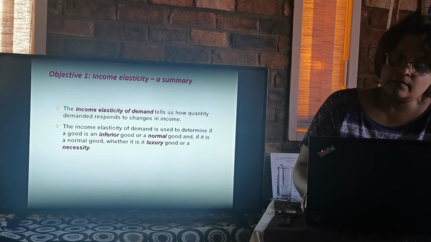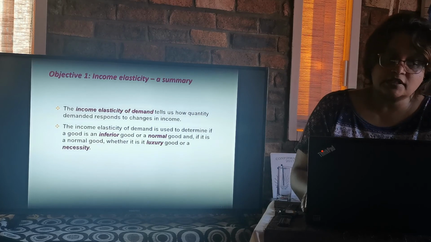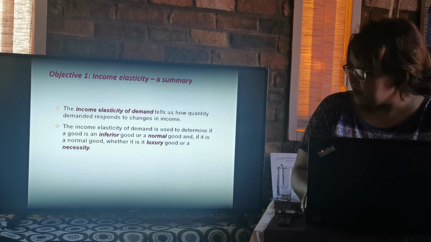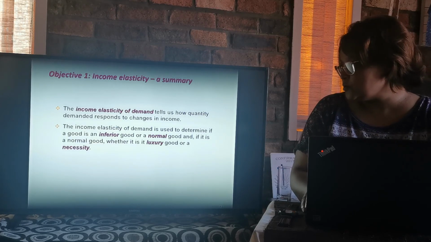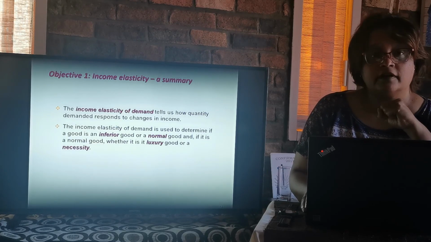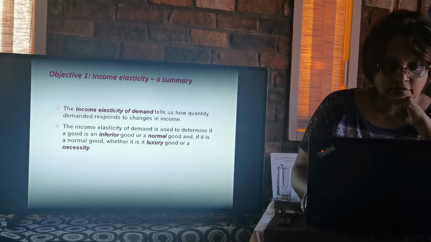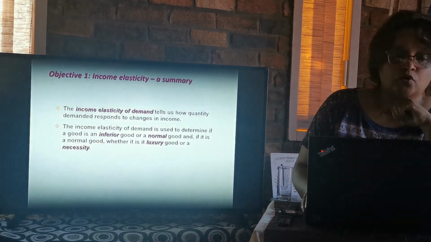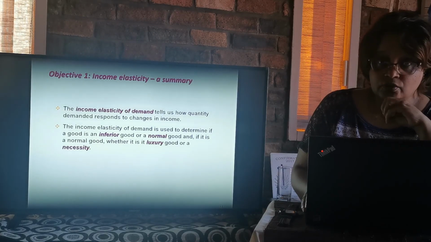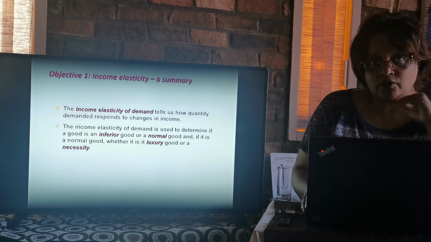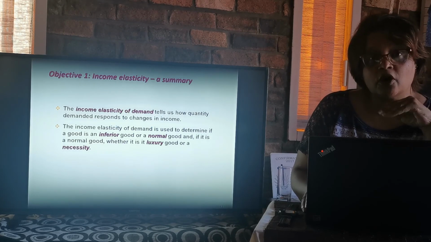Income elasticity of demand tells us how quantity demanded responds to changes in income. The income elasticity of demand is used to determine if a good is inferior, negative, or normal, positive, and if it is a normal good, whether it is a luxury good or if it is a necessity. So all of those coefficients will be positive because normal goods are positive.